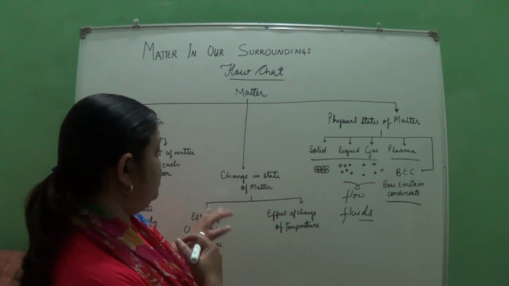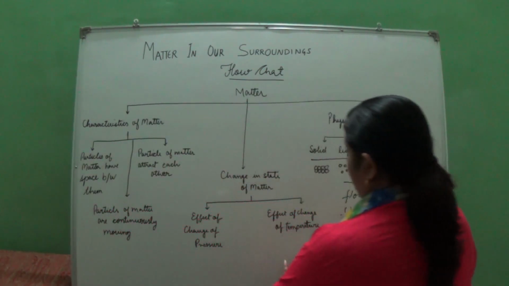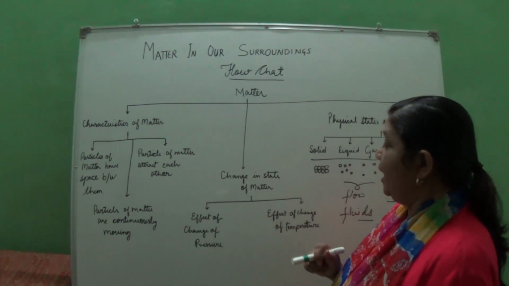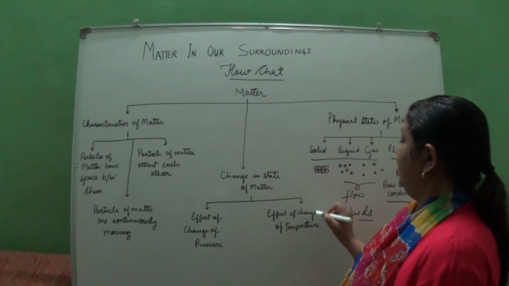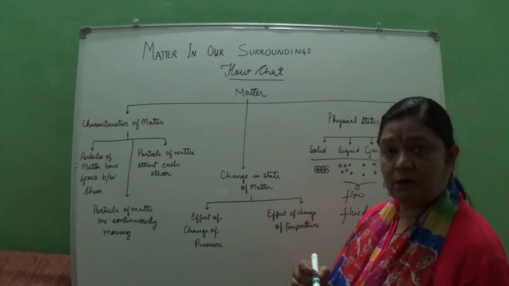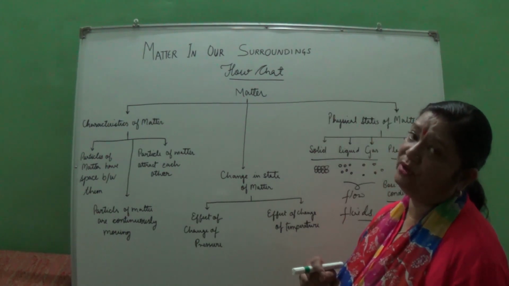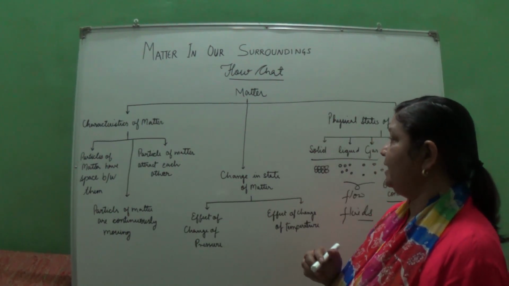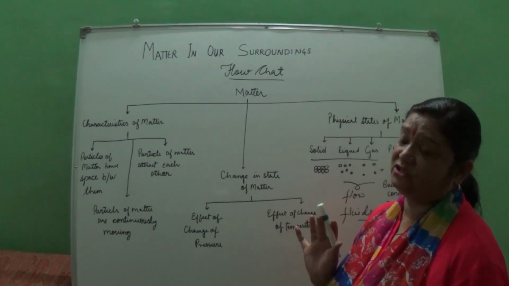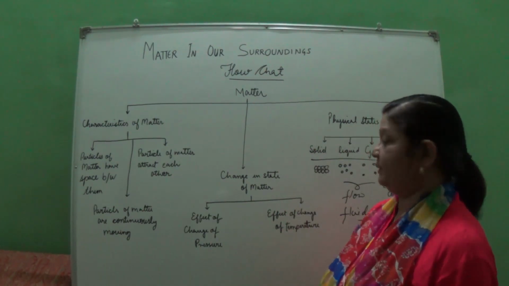Now we are coming to the change in state of matter. Here we have to study the effect of change of temperature and the effect of change of pressure. You all know that if we keep the pressure high and temperature low, what will happen? It is easy to compress a liquid or a gas. For solids, I said compressibility is what? Very, very less or negligible. So here we are going to see first the effect of change of temperature.